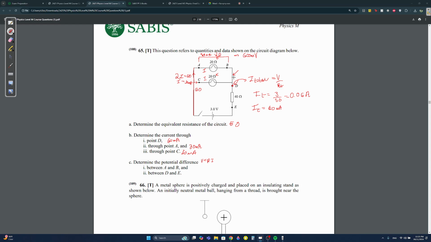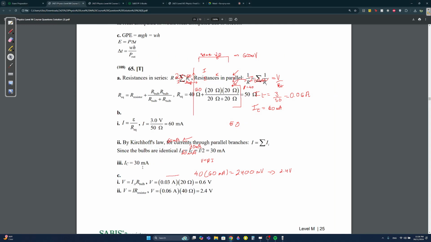But here, if you're talking about the current at point D, it's falling across the total resistance. So if you're talking about the voltage between point D and E strictly, over here the resistance is 40. So you're going to use V equals Ri, the resistance is 40. The current we said in part A over here is 60 milliamps. So 60 milliamps, and you're going to get 2400 millivolts. Let's just put it in actual volts, 2.4 volts. You divide by 1000.